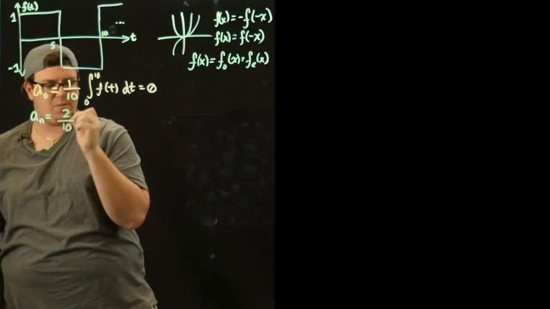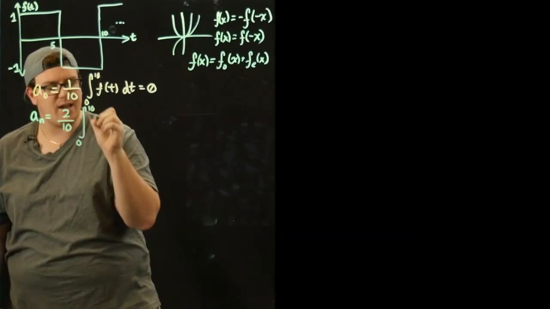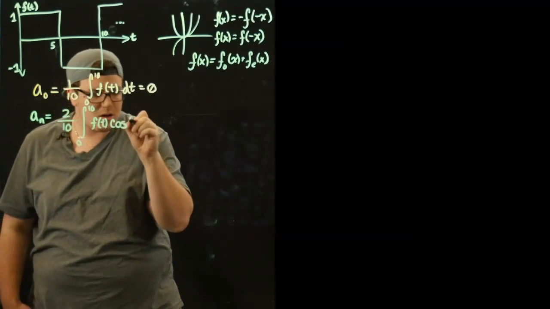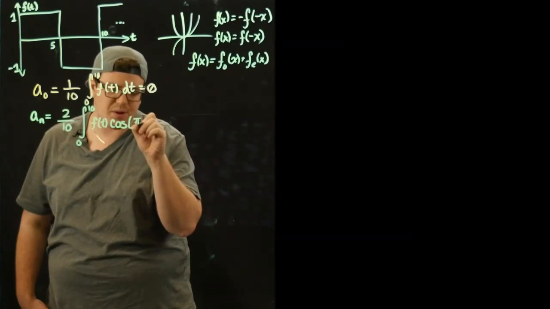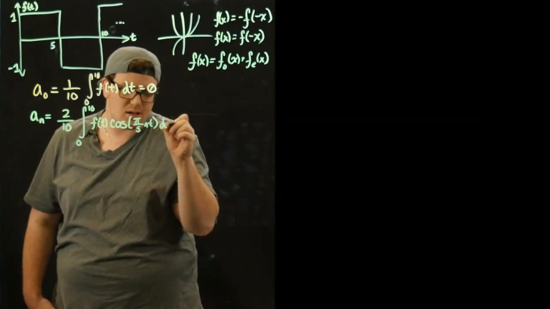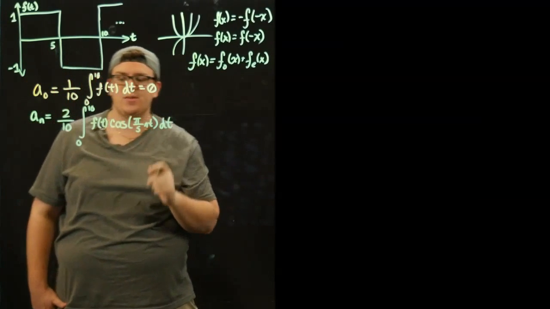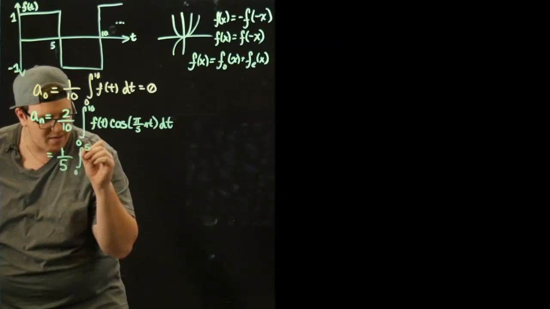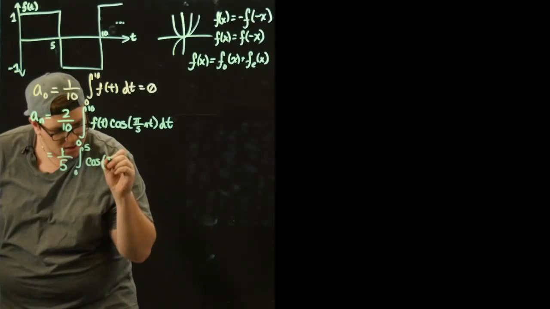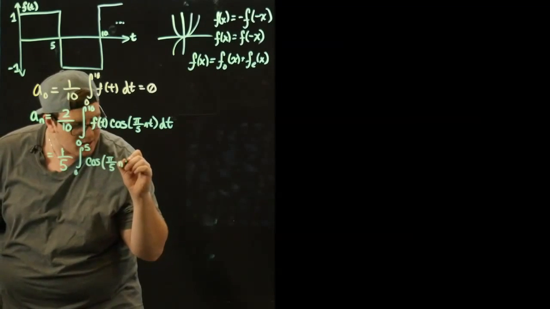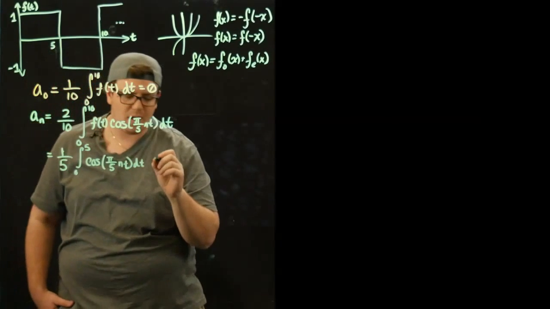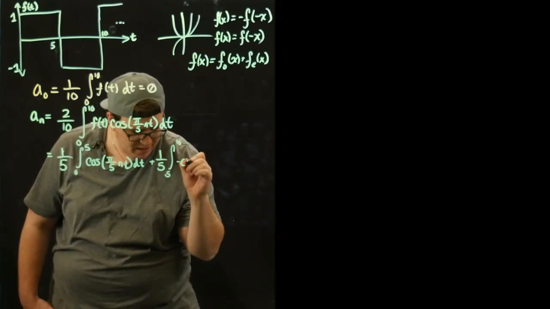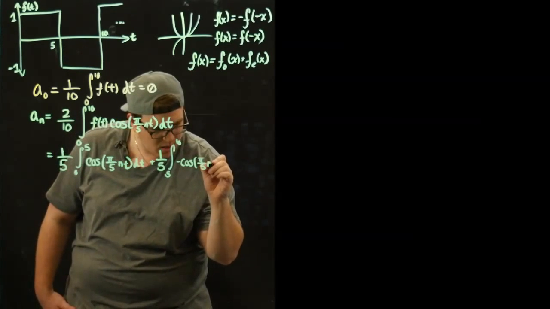So we get 2 over 10, which I will make 1/5 at the end, times the integral from 0 to 10 of f of t cosine of, we know that omega 0 is pi by 5, n t dt. This is a discontinuous function, so we have to split this up over the interval. This equals 1/5 times the integral from 0 to 5 of cosine, because f of t is 1 here, pi over 5 n t dt, plus 1 over 5 times the integral from 5 to 10 of negative cosine pi over 5 n t dt.